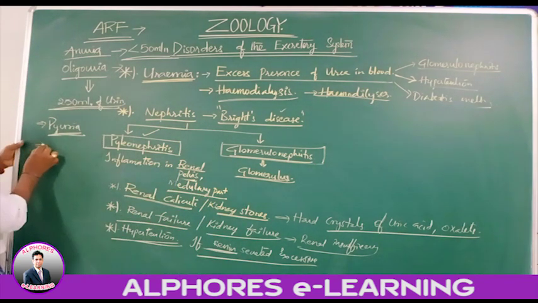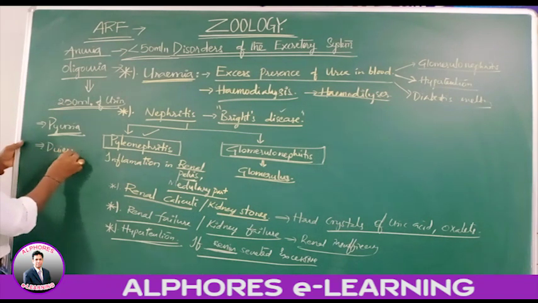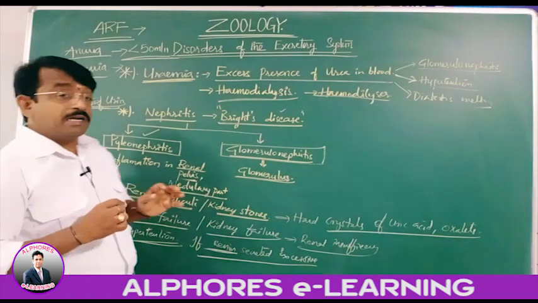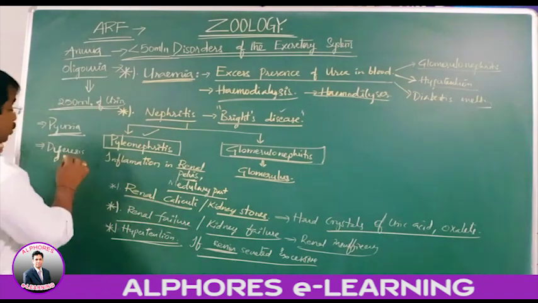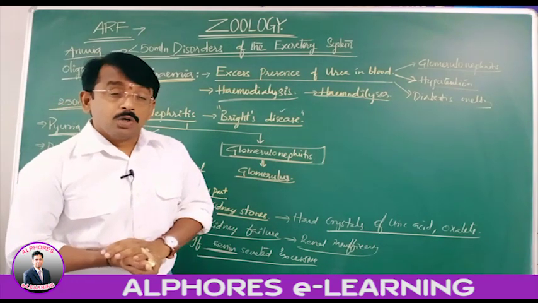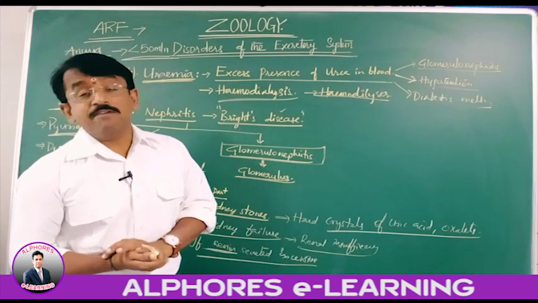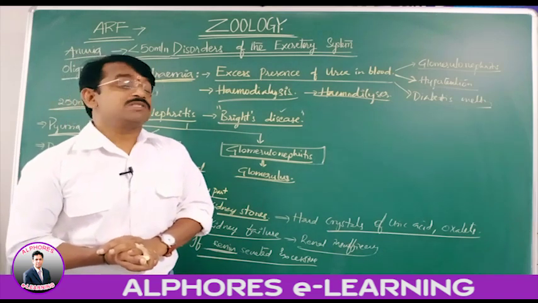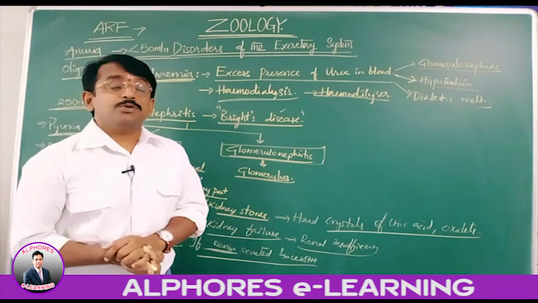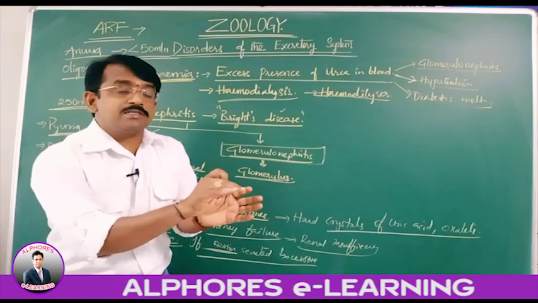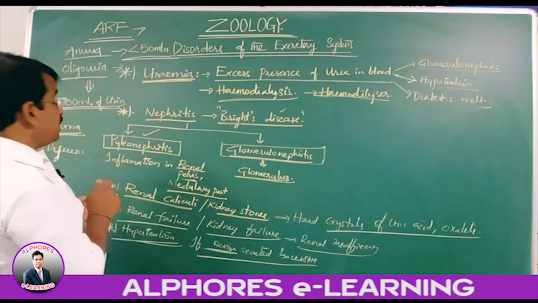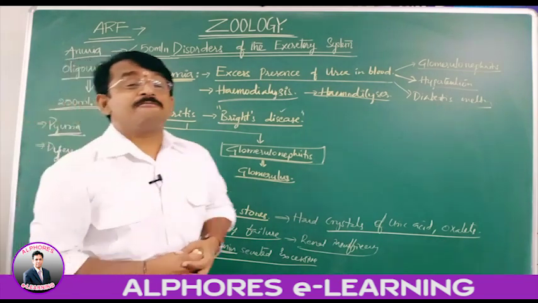Next, diuresis. Generally, spelling is very, very important. Du is a different term, dy is a different term. Diuresis is an excess amount of urination. That's what ADH is, an anti-diuretic hormone. Dysuria is referred to as painful urination.